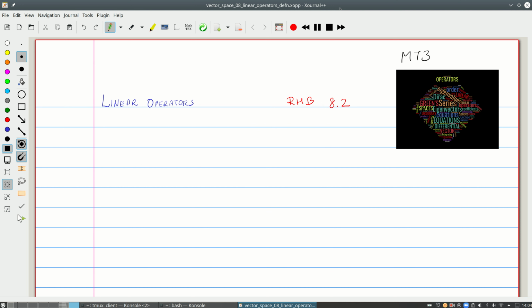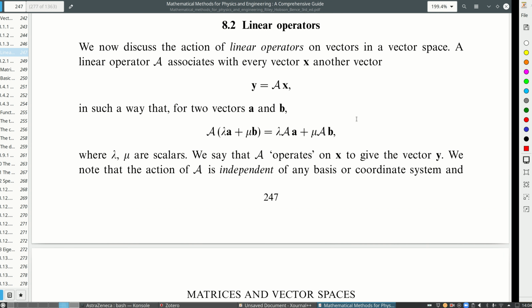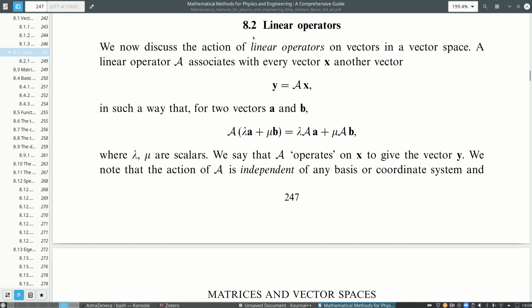In this tutorial I will be introducing the topic of linear operators. So this is an introduction, and you will find the material I'm going to be covering in this tutorial in Riley, Hobson and Bence section 8.2, linear operators. Of course, it starts from here.